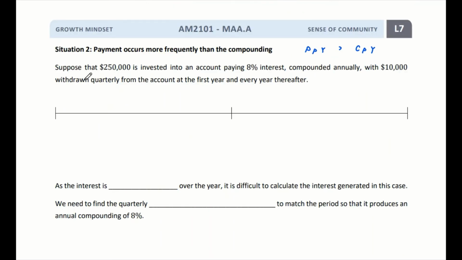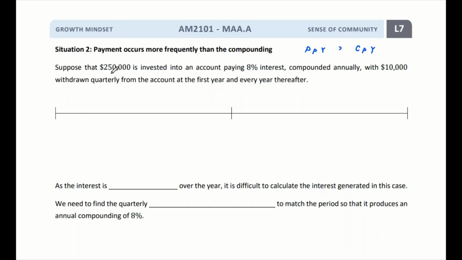Alright, so for situation 2, we are going to look at the part where the PPY here is more than the CPY. Alright, so payment occurs more frequently than the compounding. So this situation is going to be slightly more complicated when we compare it to the previous one, because of the idea for how interest is compounded. Okay, so after you look at the situation, you'll understand why.